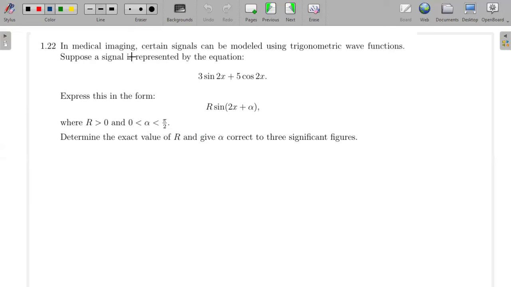They're just saying in medical imaging, certain signals can be modeled using trigonometric wave functions. Suppose the signal is represented by this equation that they've given us. Express this equation in the form r sine of 2x plus this symbol here, which just represents an angle. So how can we represent this in that form? We need to find two things: the value of r, and the value of this angle.